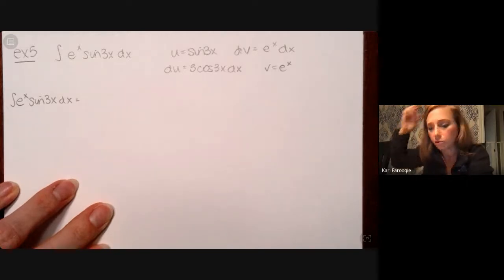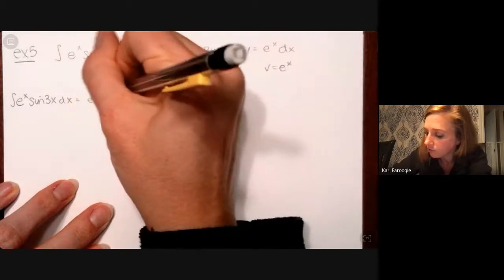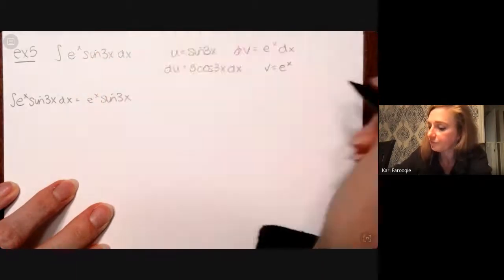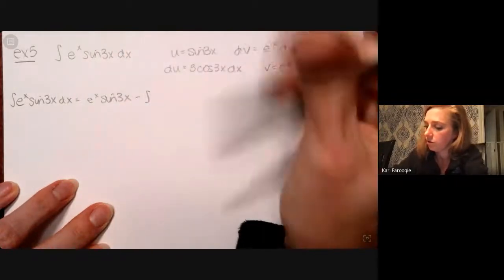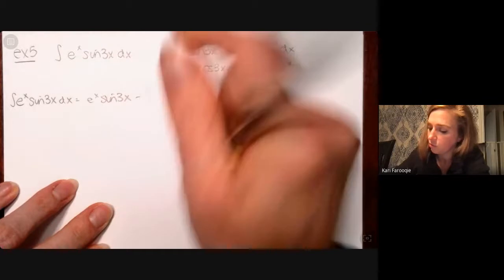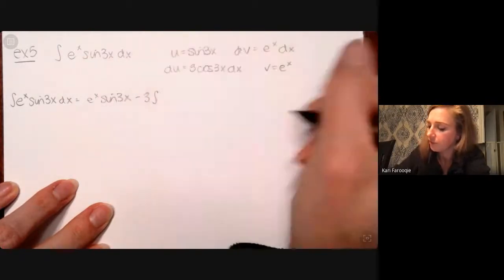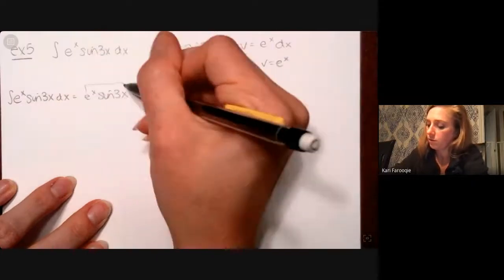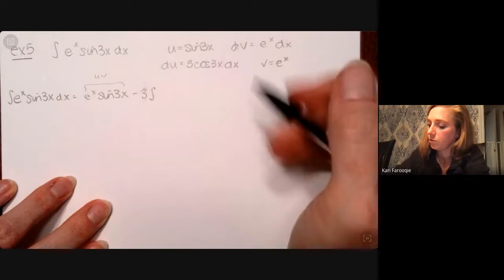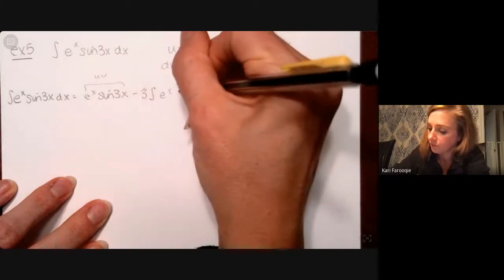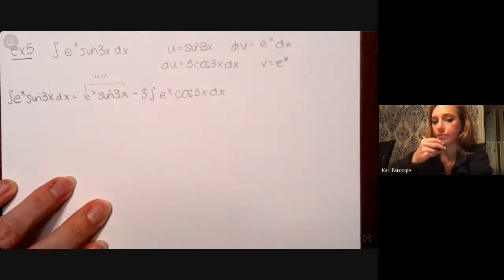Okay, so let's do uv. So e to the x sine 3x is your uv minus the integral of v du. Du has a constant multiple of 3 on it, so I'm just going to pull that 3 out front. So we have uv minus the integral of v du. So e to the x cosine 3x dx.